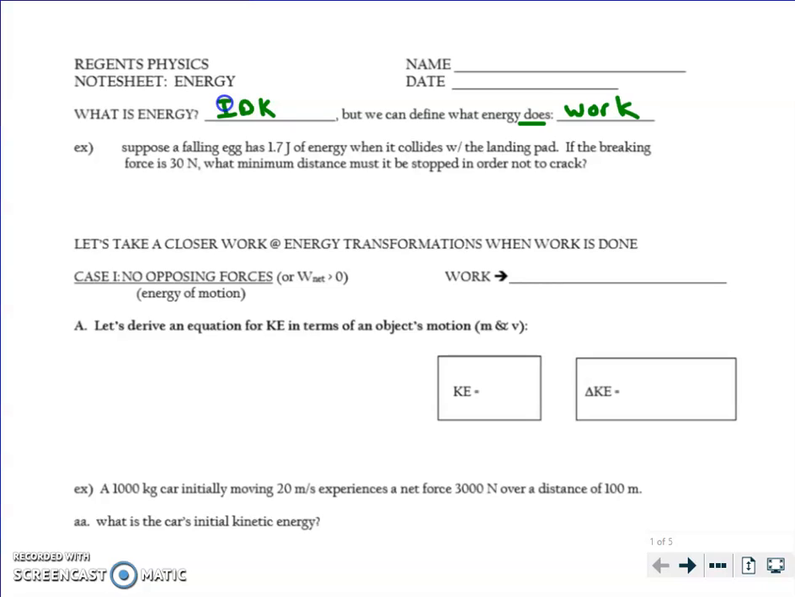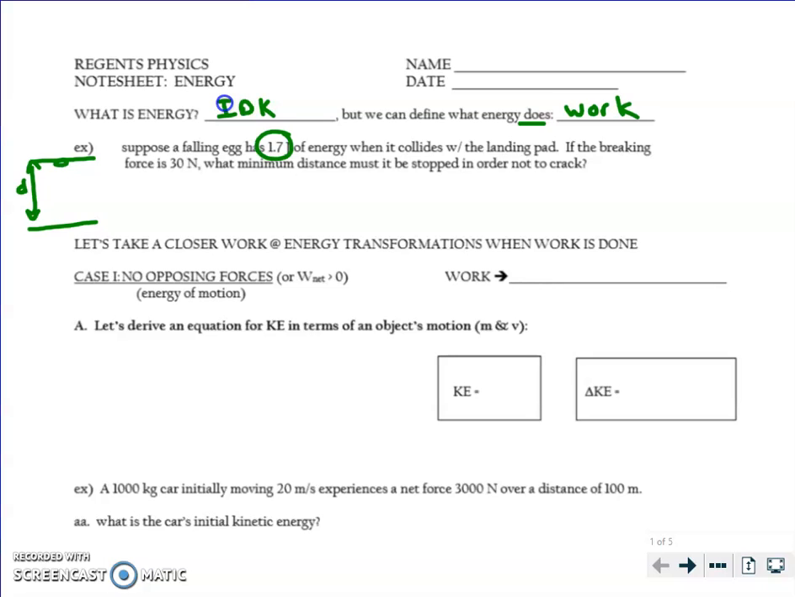So I'm going to start off with an example going back to the egg drop lab. Okay? And I want to look at how we could use a concept of energy if we had known about it at the time to help us maybe to design our landing pad. So let's say based on how far the egg falls. Remember, the egg is dropped from the ceiling and it's going to hit the ground and it's going to fall a certain distance. Well, we can calculate the amount of energy it had based on the distance it falls. We haven't learned how to do that yet, but let's say it has 1.7 joules of energy.